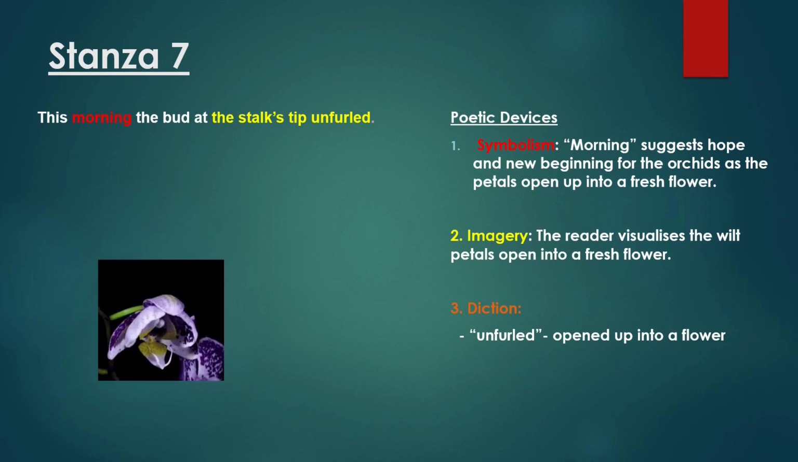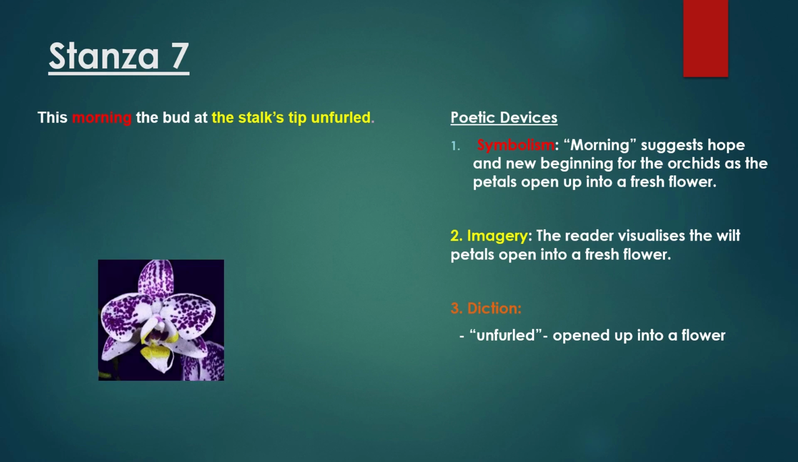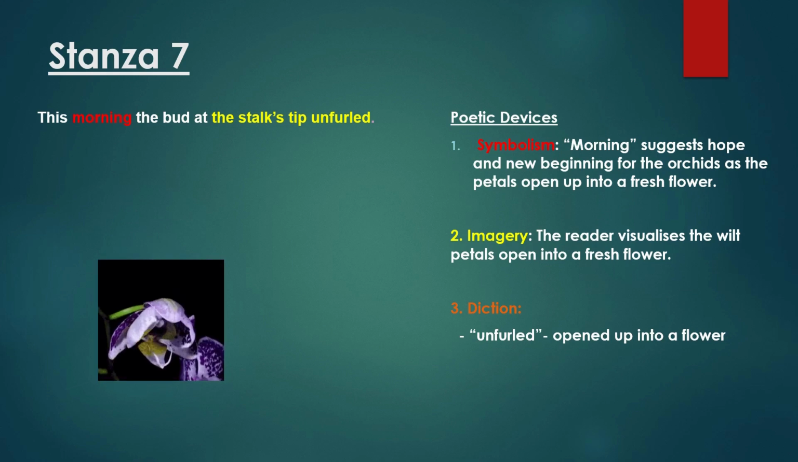And of course, we have imagery, visual imagery, because it appeals to a sense of sight. The fact that something opens up and unfurls, you need your eyesight. Okay? And of course, I'm giving you a little aid there, not that it's in the poem, just to help your understanding a bit. So the reader visualizes the wilted flower, the flower being in a state of almost death, all droopy and bending down, and that particular morning it just opened up into a fresh flower.